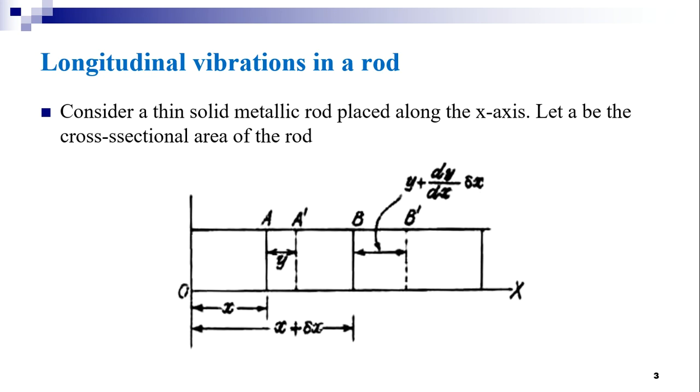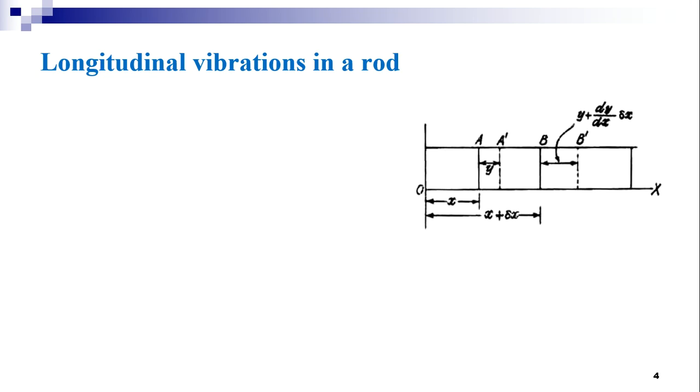Now let a longitudinal wave propagate along x-axis in the rod at a particular time t. As we said, now the plane A displaces to the position A dash, and the plane B displaces to position B dash, such that the displacement of plane A is y and the displacement of plane B is y plus dy by dx into delta x.